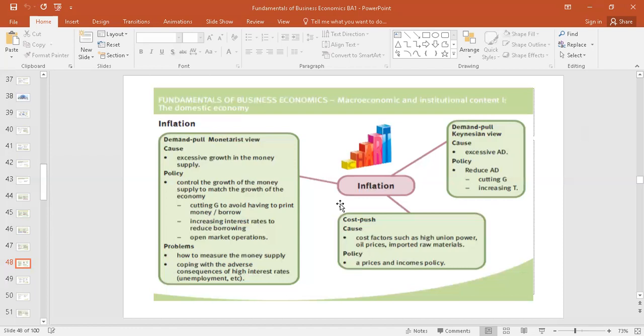So if government expenditure on productive activity is cut down, so cutting government expenditure to avoid having to print money or borrow, and increasing interest rates, when the interest rates increase, people stop borrowing because of the increase in the cost of interest.